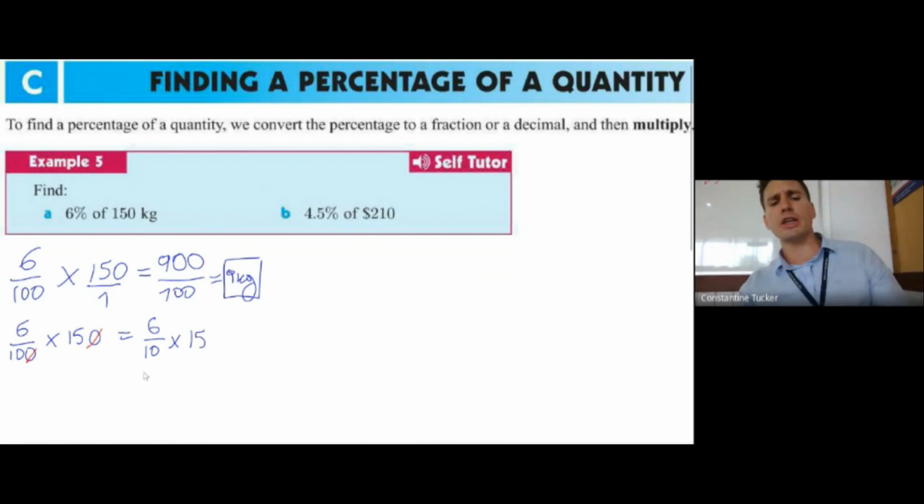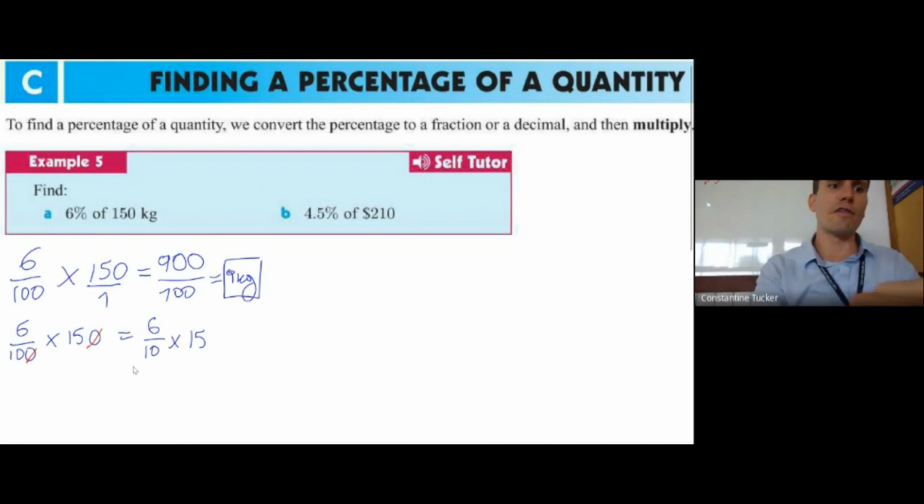Okay, what about the 15 and the 10? Can we simplify that further? Divide by 5. Excellent. So 15 divided by 5 becomes 3. 10 divided by 5 becomes 2. So now we actually have a simpler calculation. So the calculation now is 6 over 2 times 3. Excellent.